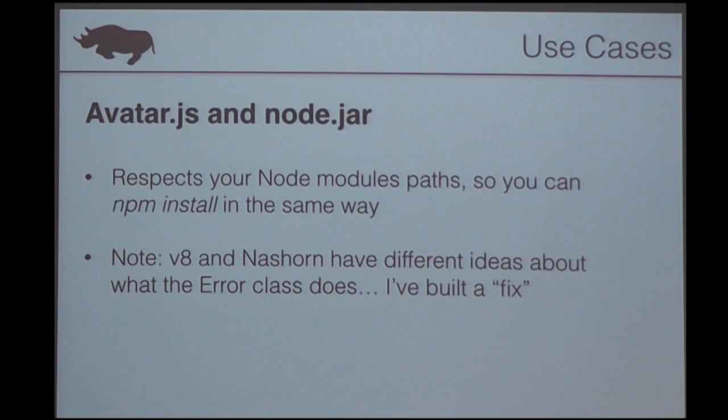One cool thing about Avatar and Node.jar is that it respects your Node modules paths. So you don't have to do anything special to make this work. You just basically need to have the Node modules within the context of where your application is running, and it'll pick them up. Everything works exactly as you would expect it to with Node, with regular JavaScript development. You can take the same code that you're running today in V8, and you can run it in Nashorn directly. And that's a pretty cool proposition.